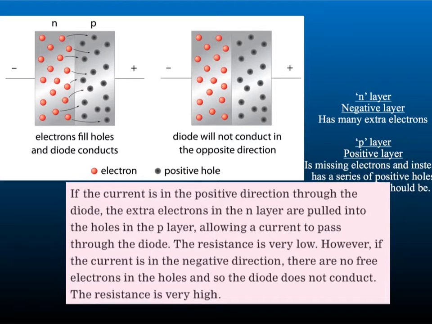However, if the current is in the negative direction, there are no free electrons in the holes, so they can't move across and conduct the current. The resistance is very high.